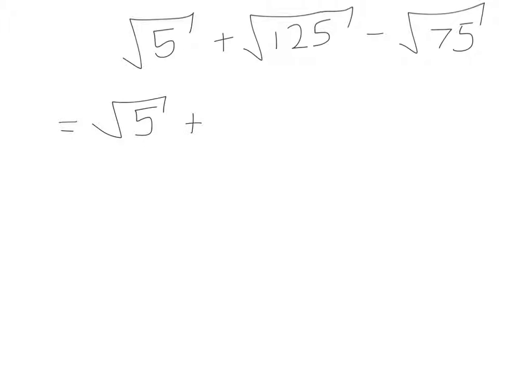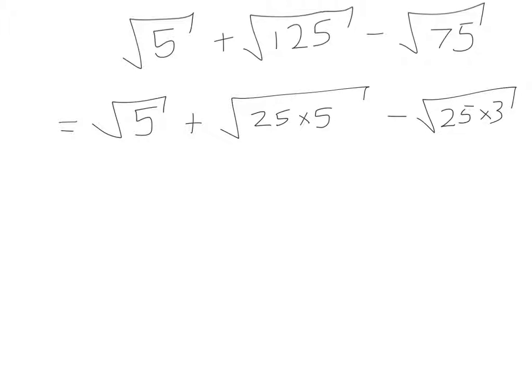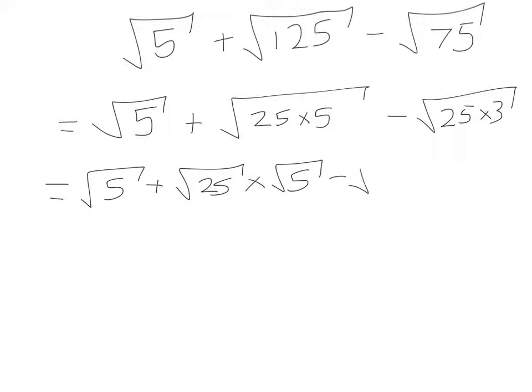But let's look at my other surds. 125 I can write as 25 times 5. And I am taking away 75, which I can write as 25 times 3. So I'm just going to keep my root 5 there. And I'm going to split my surds. Root 25 times root 5, take away root 25 times root 3.